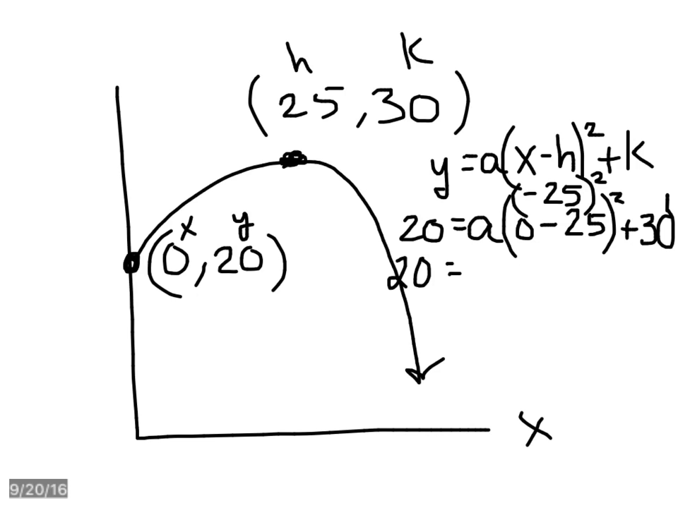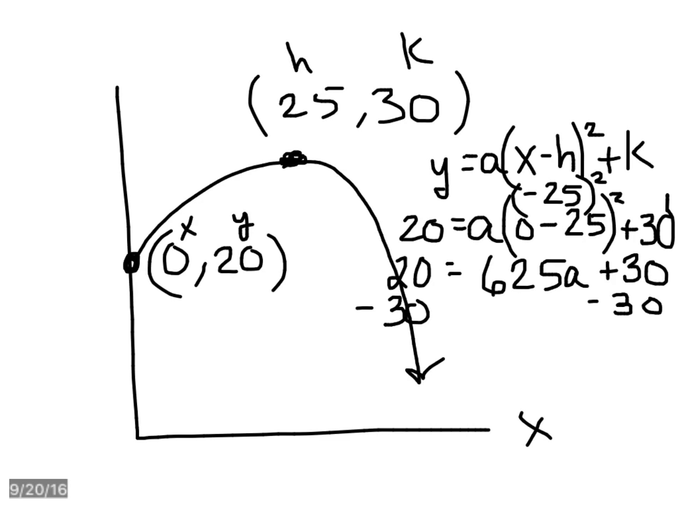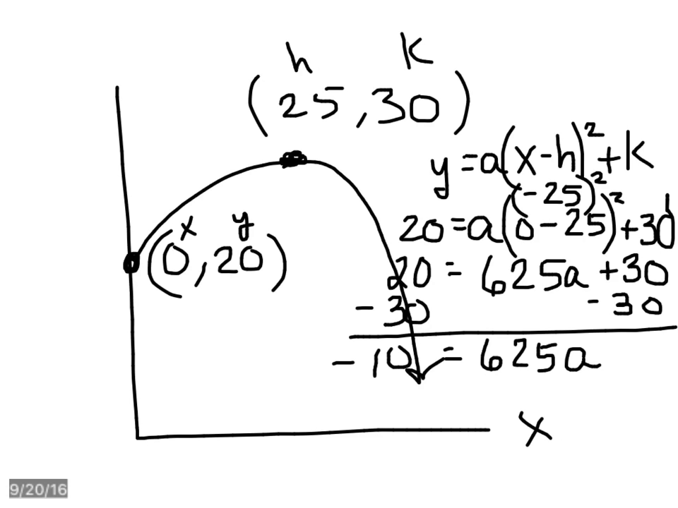So you get 625a plus 30. Now, how do I solve for a? Subtract 30. What's 20 minus 30? Negative 10. Equals 625a. How do I solve for a? Divide by 625 on both sides.